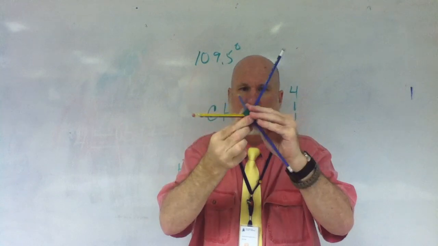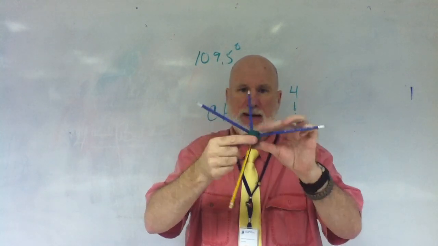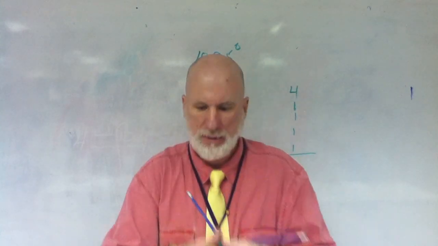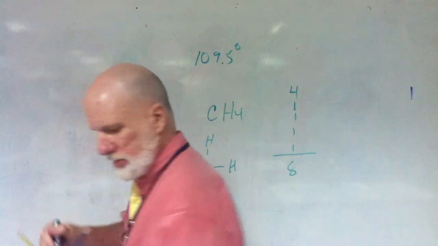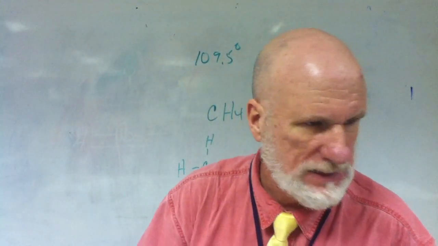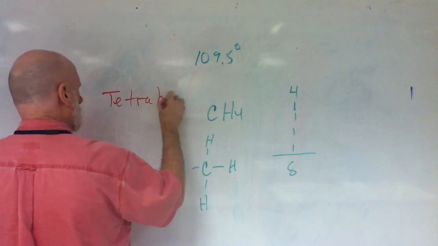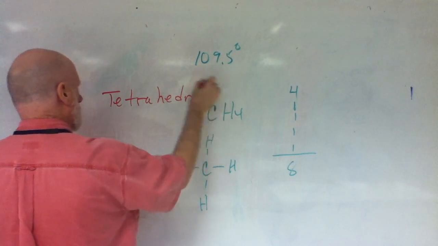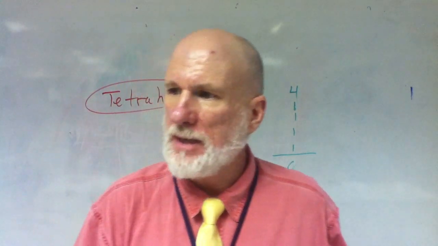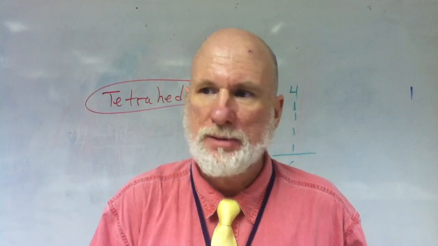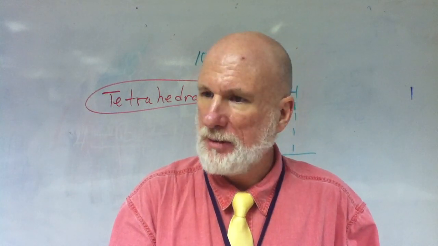What is this called? What geometry is that called? 4 equal bonds, no unbonded pairs. It is called a... Isn't this exciting? Tetrahedral. One of the most, there's other ones, one of the most stable.